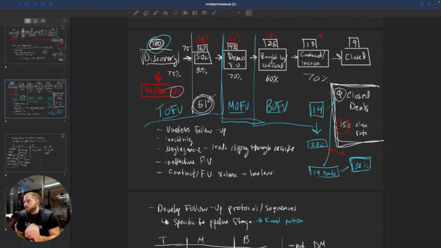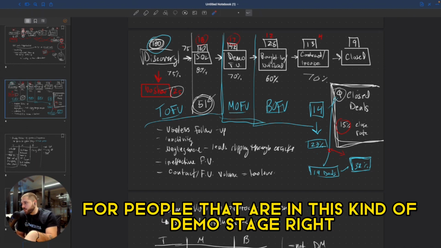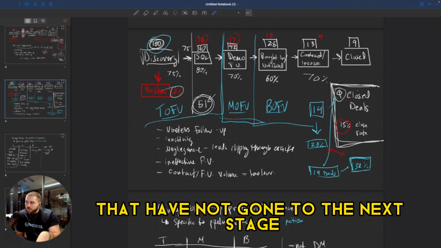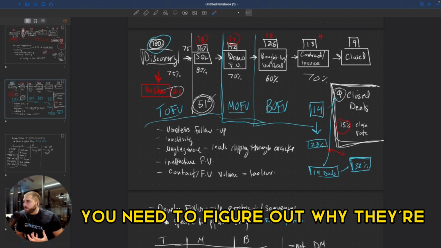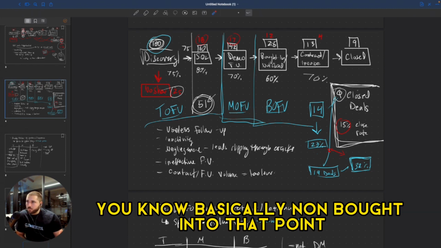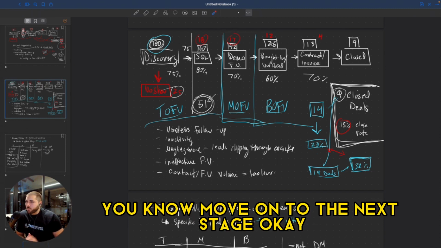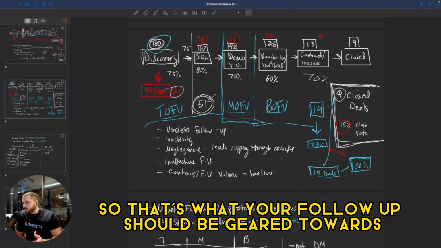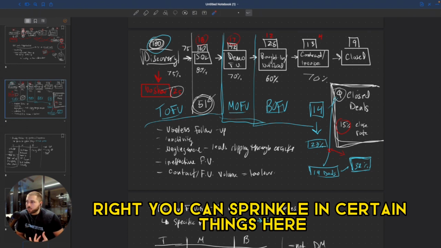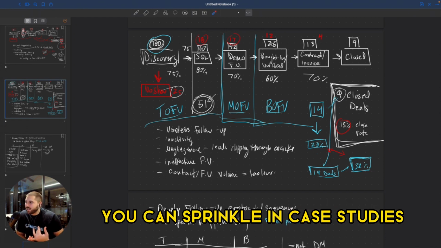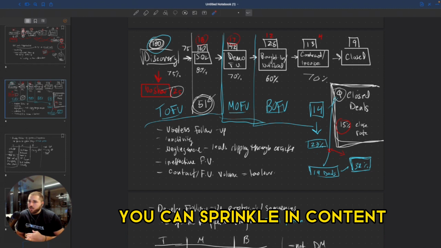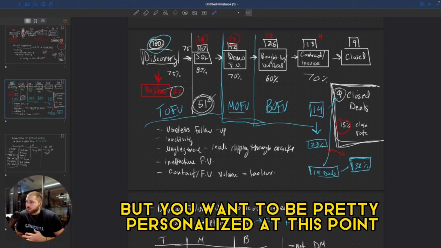So your goal here, for people that are in this kind of demo stage, right, that you've already spoken with, that have not gone to the next stage, you need to figure out why they're basically not bought into that point where they will move on to the next stage. Okay, so that's what your follow-up should be geared towards, right? You can sprinkle in certain things here. You can sprinkle in case studies. You can sprinkle in content, but you want to be pretty personalized at this point.